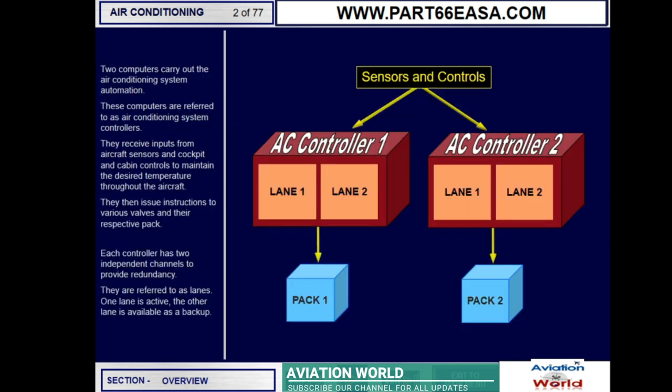Two computers carry out the air conditioning system automation. These computers are referred to as air conditioning system controllers. They receive inputs from aircraft sensors and cockpit and cabin controls to maintain the desired temperature throughout the aircraft. Then they issue instructions to various valves and their respective pack.